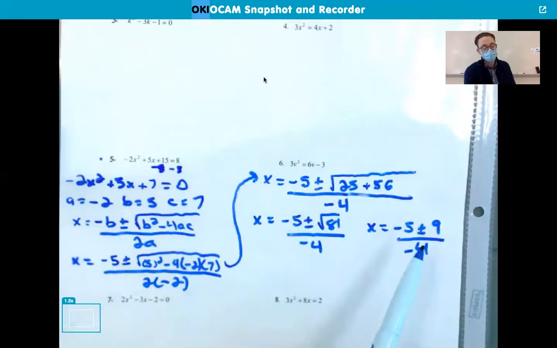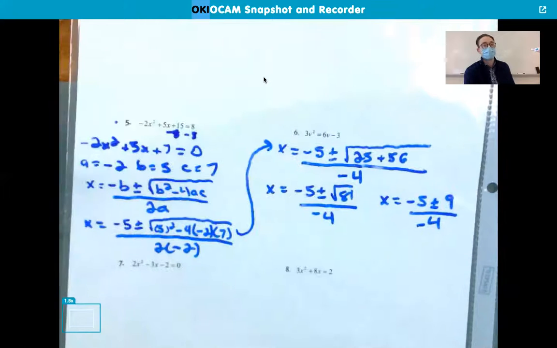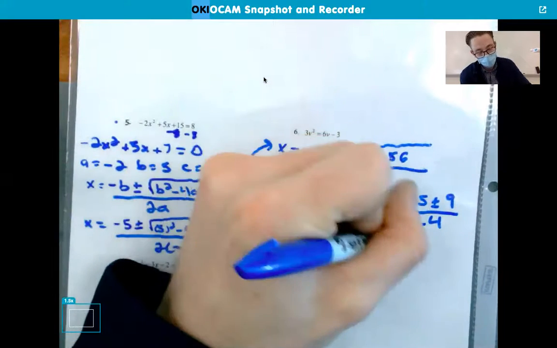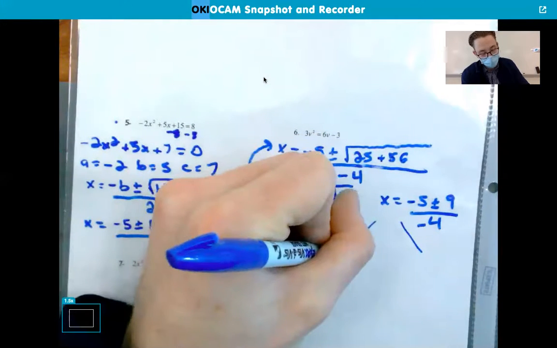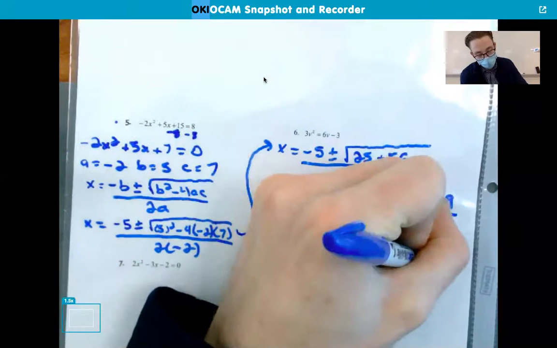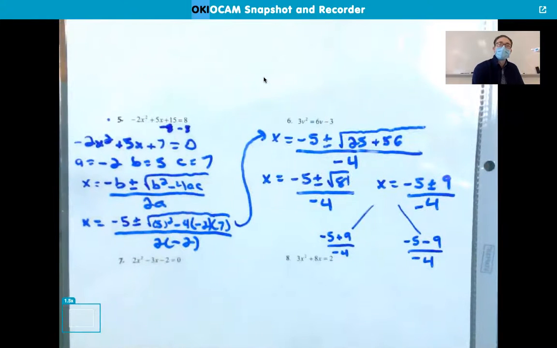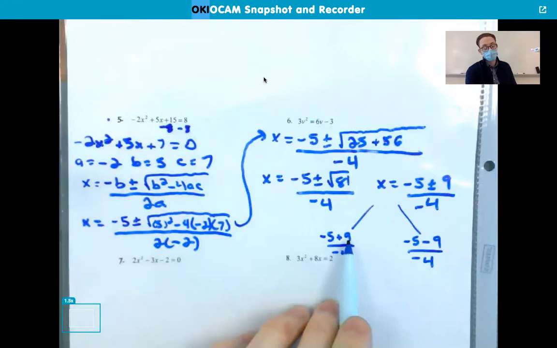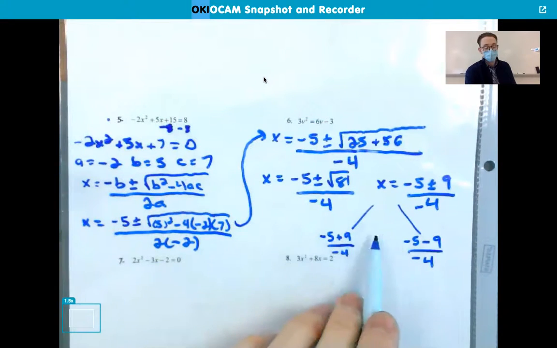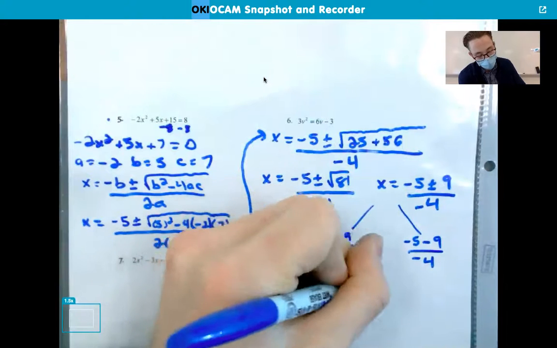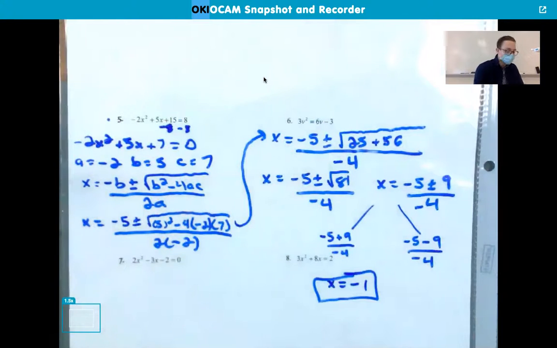I have -5 plus or minus 9 over -4. Is that my final answer? Can I just leave it like that? No, so what do I have to do? All right, my two options. So I have -5 plus 9 over -4 and -5 minus 9 over -4. -5 plus 9 gives me what? Right, and then you divide it by negative. So -5 plus 9 gives me +4. 4 divided by -4 gives me -1.